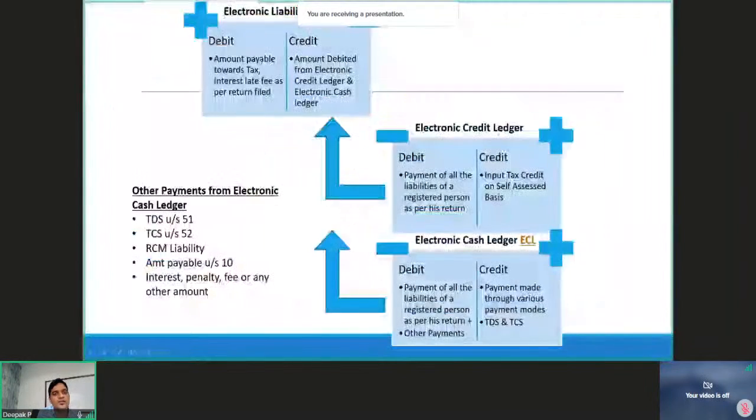The electronic liability register is a liability register wherein you will debit the amount payable towards tax, interest, late fees. Basically what you declare in your monthly returns is a liability, right? You have to pay that. That liability comes and sits here. You will offset that from your electronic credit ledger and electronic cash ledger.